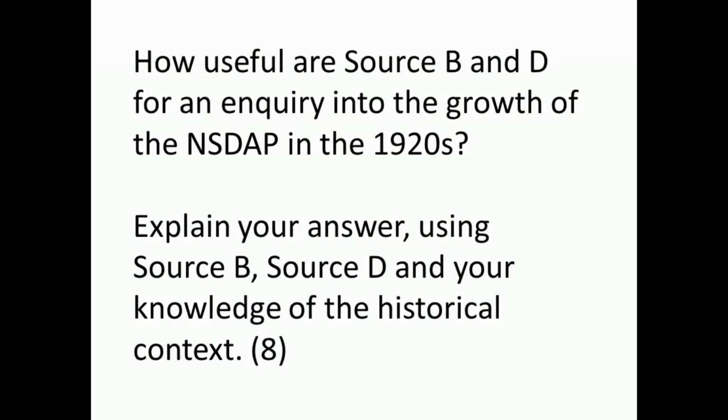So here's the question, and you have to remember that in the exam you might have about 12 minutes to answer this question. So you can't be writing too much. But we're going to analyse and evaluate two sources, sources B and D. We're going to figure out what they're saying, and we're going to figure out how helpful they are in telling part of the story of the growth of the Nazi Party in the 1920s.